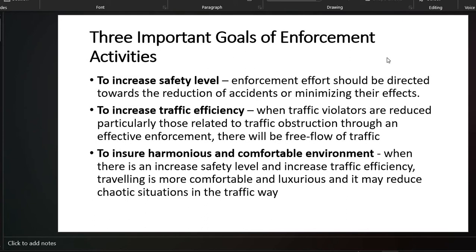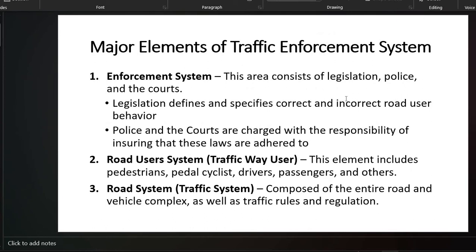Now again, kapag sinabi natin comfortable environment, kapag maganda naman talaga ang flow ng traffic, less stress, walang mainit ang ulo, maganda ang flow, dire-diretso. Pero kapag heavy ang traffic, of course, nandun na yung congested, heavy, maiinit, or mga maiiksi ang pasensya ng mga users ng kalsada. So next is major elements of traffic enforcement system.